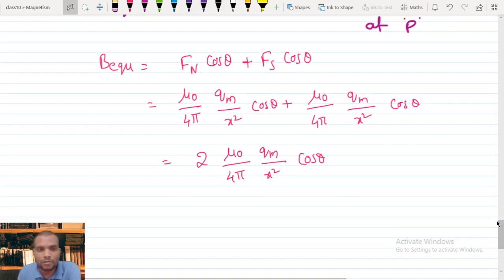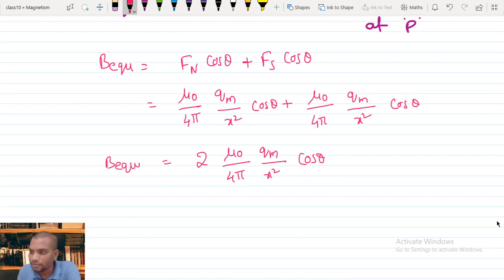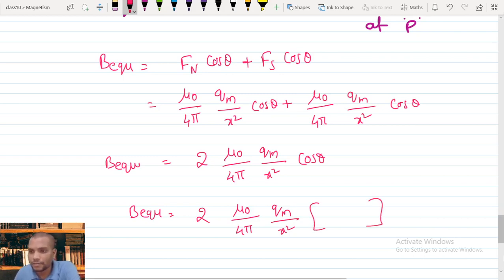Substitute the value of x here. So this is the magnitude of B equatorial. Before that, let me get the value of cos theta here: 2 mu naught upon 4 pi times Qm upon x square. What is the value of cos theta? We got it here.